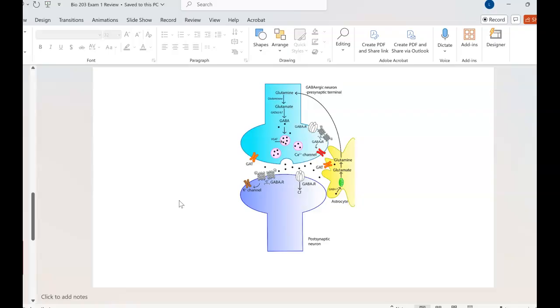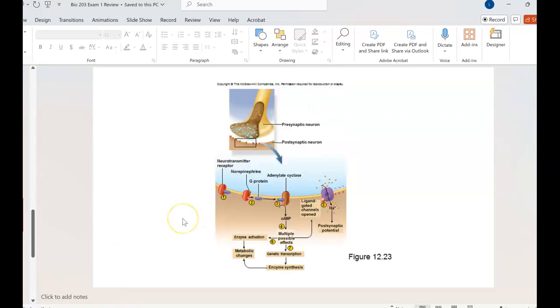So when chloride goes in, now we're becoming more negative. So now we're becoming in that hyperpolarized state. It's a bigger jump up to threshold, so less likely to generate. That's why it's inhibitory. Our third synapse, this is an adrenergic synapse.